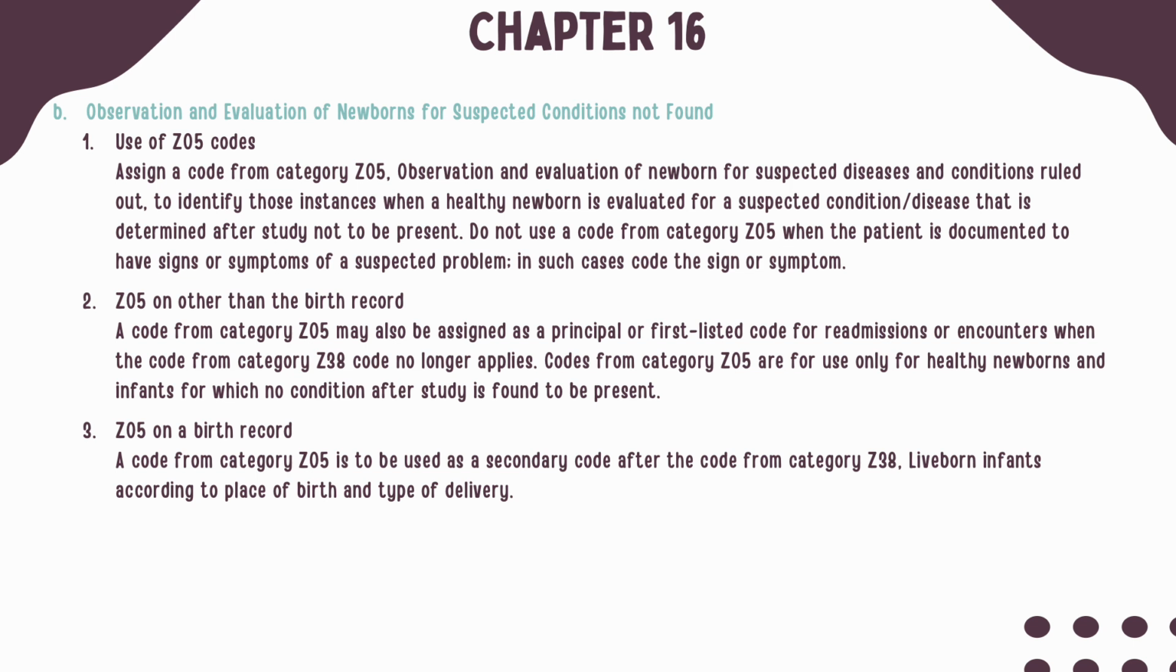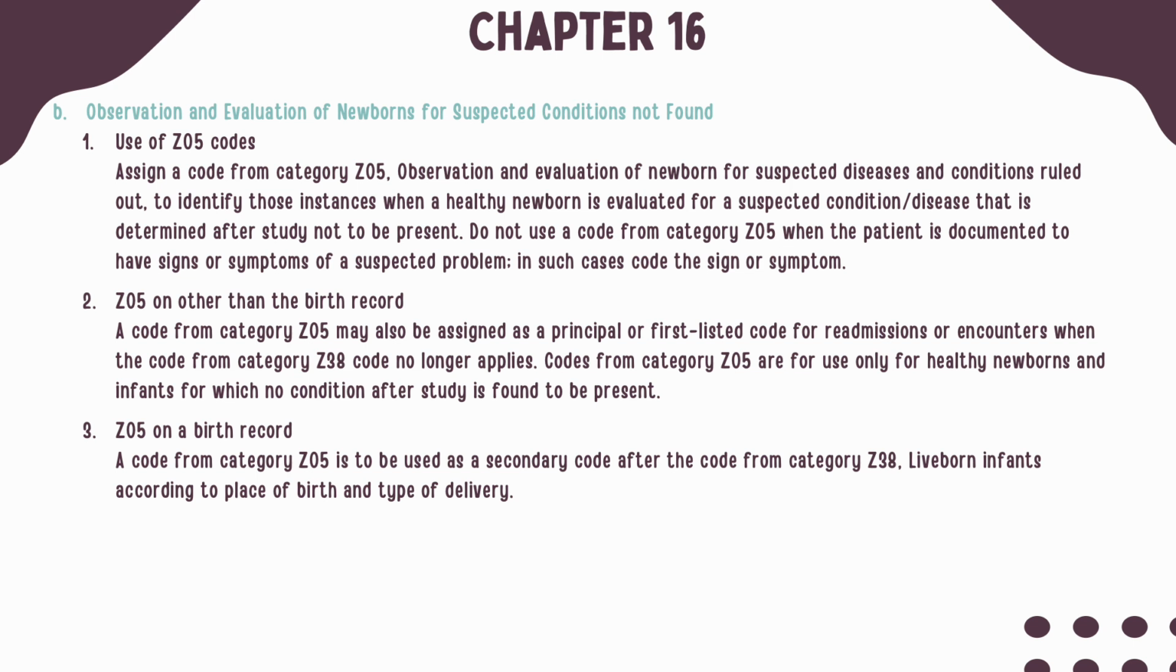When a newborn is healthy and they are evaluated for a suspected disease or condition, and it is determined after the study to not be present, a code from category Z05 should be assigned for the observation and evaluation of a newborn for suspected diseases and conditions that are ruled out. If there are signs and symptoms of a suspected problem present, a code from Z05 will not be assigned, but instead the code for the specific sign or symptom should be assigned.